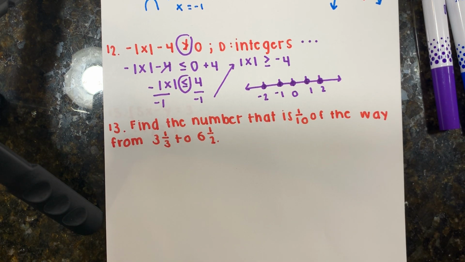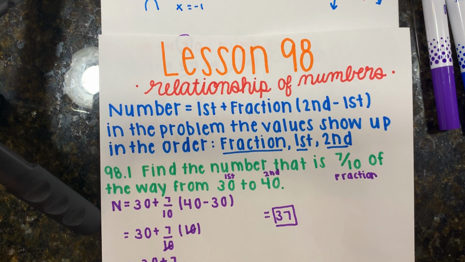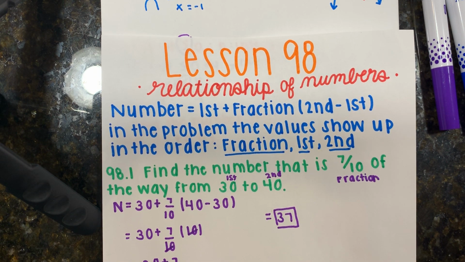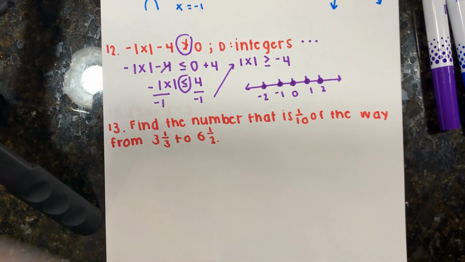Now moving on to number 13. This is from lesson 98. And remember this formula here: number is equal to the first plus the fraction times second minus the first. The order in which it shows up in the word problem is going to be fraction first second.